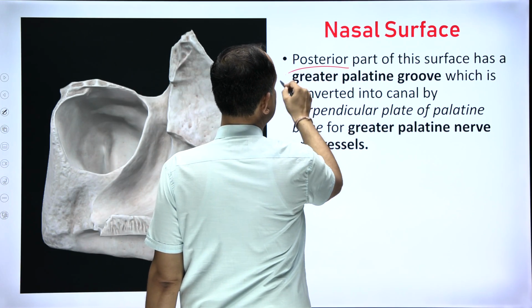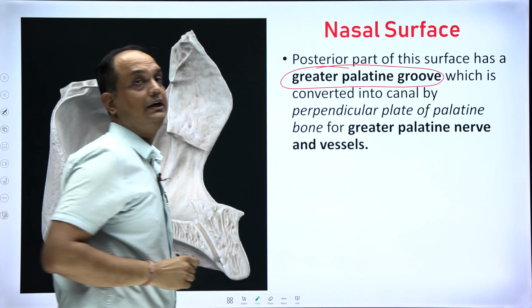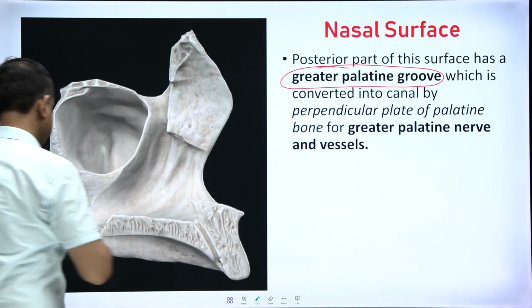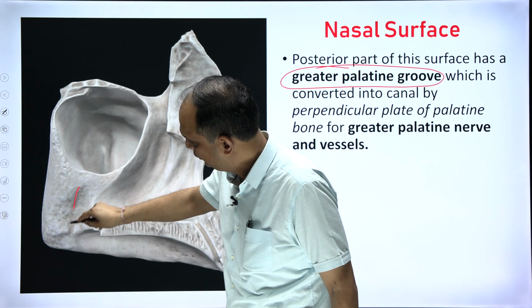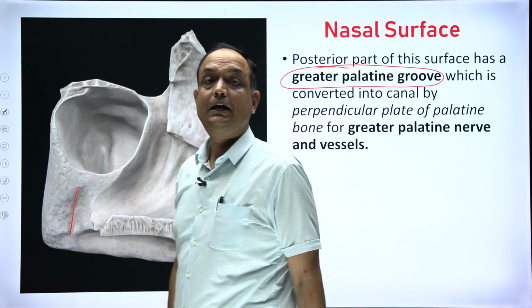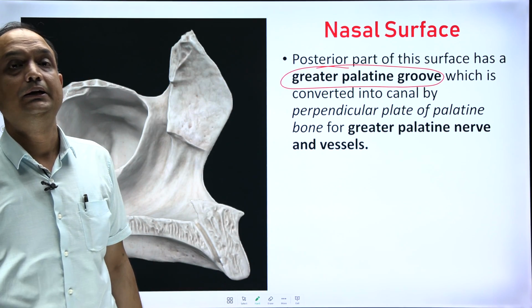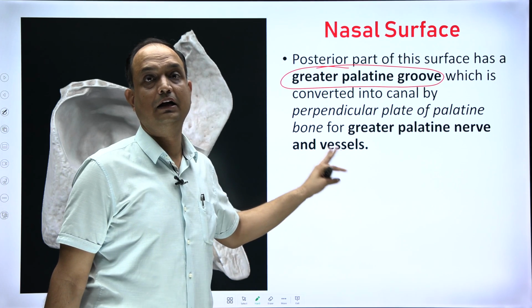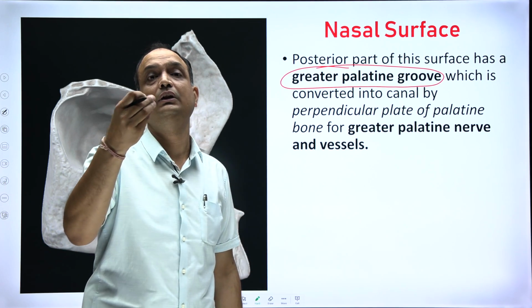Now we'll have one more important thing on the nasal surface. That posterior part has a vertical groove, known as the greater palatine groove. Now here in this area, you will find a groove which is known as the greater palatine groove for the greater palatine nerve and vessels. Now this groove is converted into a canal.